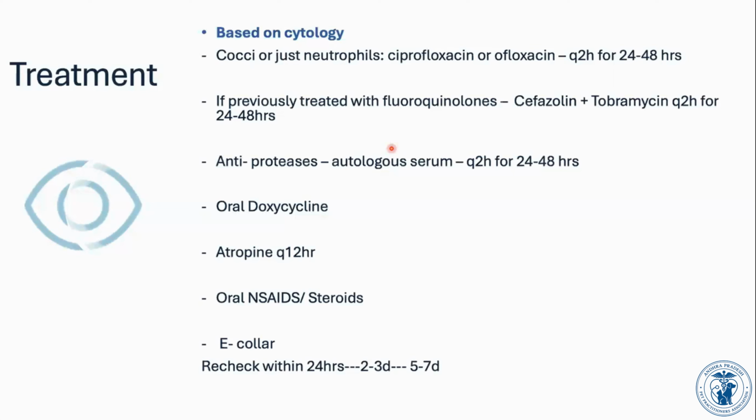I would like to put these patients on oral doxycycline. Sometimes, if I feel there is a lot of discomfort, pain or hyperemia around the eye, a lot of redness, then I usually go for oral NSAIDs or steroids also. And since there is a lot of pain in these eyes, we can use atropine eye drops twice daily for the next 2 to 3 days.